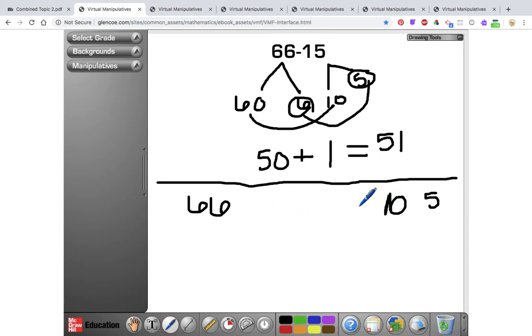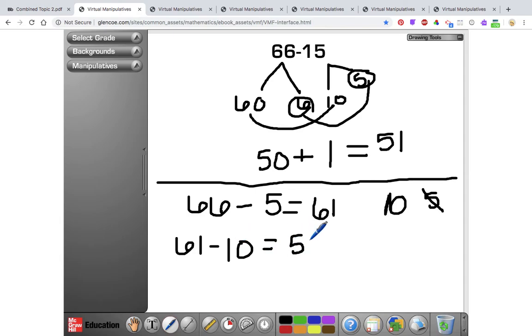And then I'm going to take those parts just one at a time. So I'd take 66 minus 5, which would make 61. So I used my 5. And then I need to take away my 10. So 61 minus 10 equals 51. So both break apart strategies get me to 51. I just have to decide if I want to break apart both numbers to make it easier for me, or break apart just my second number.